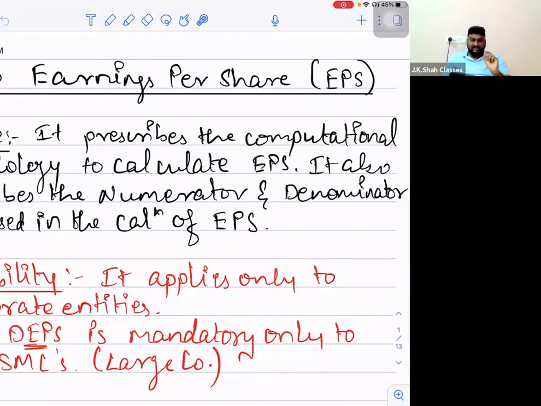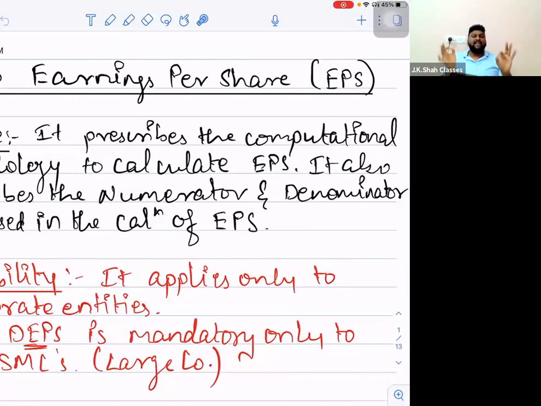Earnings per share means what the company has earned for every equity share that is outstanding in the company. Means if a company has 1 lakh equity shares issued, total 1 lakh shares issued, then in this chapter we are going to calculate how much each and every equity share earns out of the profits available of the company.